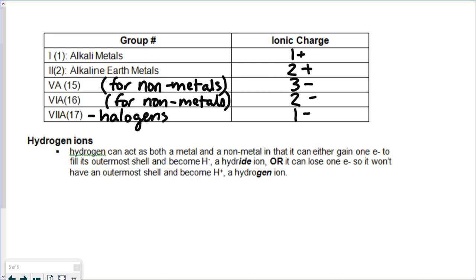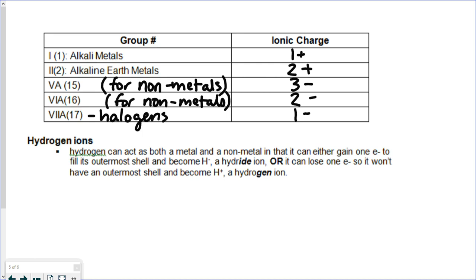If we were to draw out the Bohr diagram for those things in group 17, we would see their valence shell has 1 empty space. So what it wants to do is gain an electron to fill that valence shell. So a little bit more.